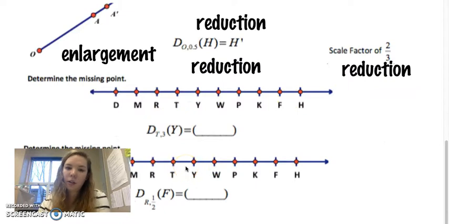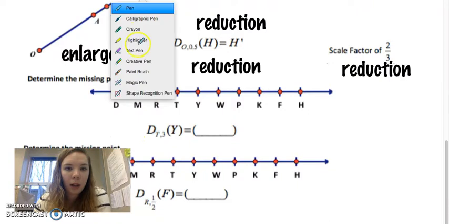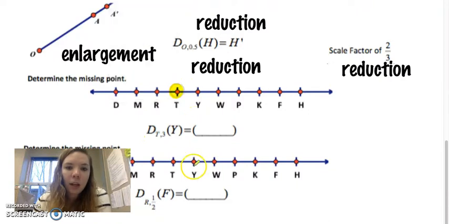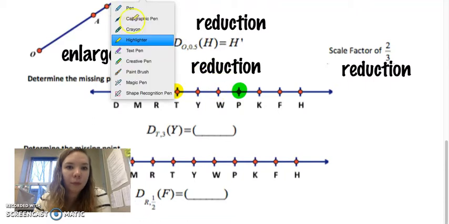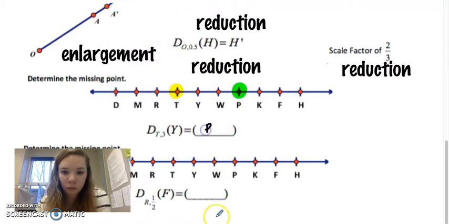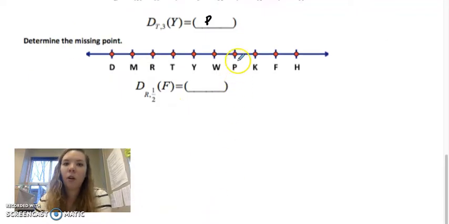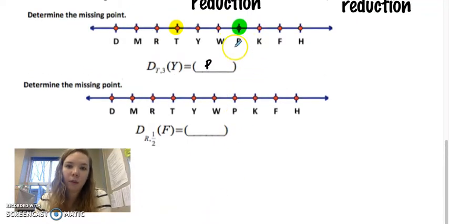Here, we're saying that our center of dilation is T. So I'm going to highlight that. And we want it to be 3 times as big. So if this was my original distance, I want to duplicate that so it's 3 times. So it'd be 1, 2, 3. That makes my new point P. 1, 2, 3. You could also label that because it's your image Y prime. It's the image of Y.